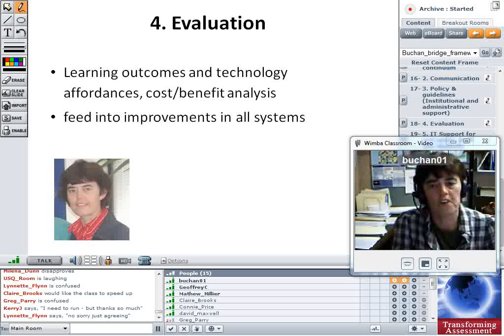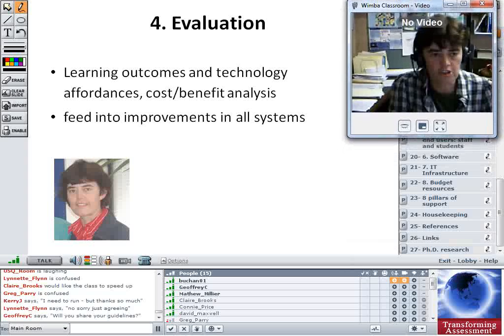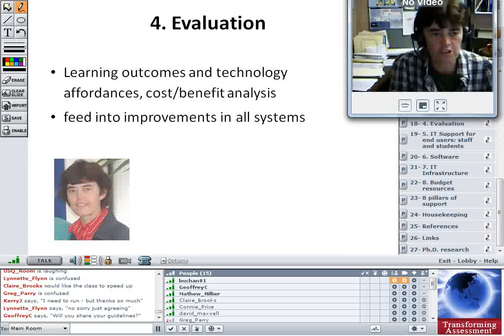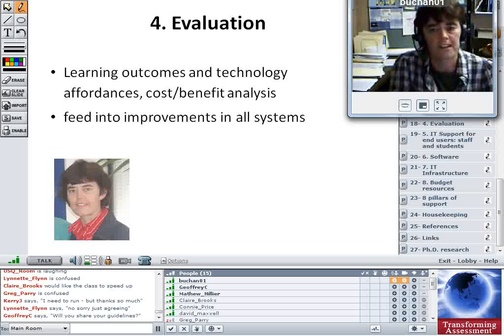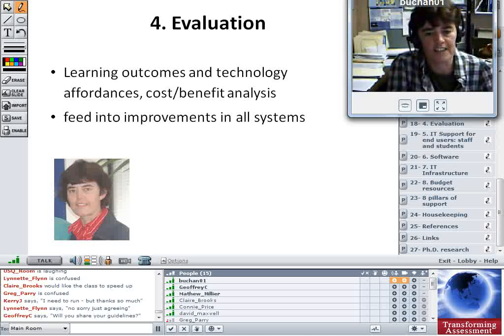Evaluation. Not thinking so much here of the evaluation of individual pedagogy and the learning as the evaluation of the technology. So I think there's a lot of pressure to justify input, justify expenditure on these things, and so from a university level, making sure that we can achieve the learning outcomes and that we can improve our systems.